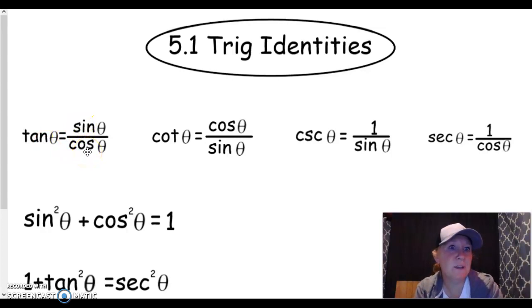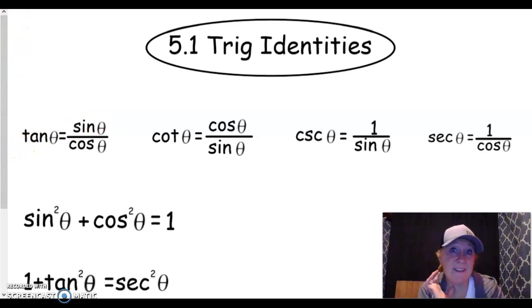Now, there are other things that we could say, but right now we're going to go with tangent is sine over cosine. Then cotangent is the reciprocal, so cosine over sine. Cosecant is 1 over sine theta. Secant theta is 1 over cosine theta. These things are so very important. We will be subbing them in and out for different things quite often.